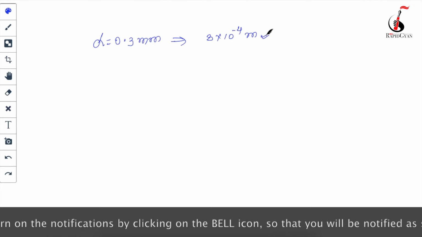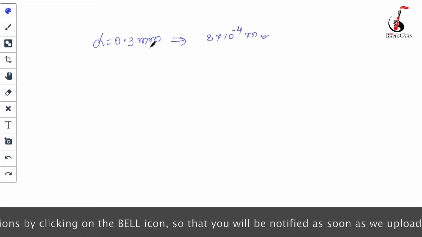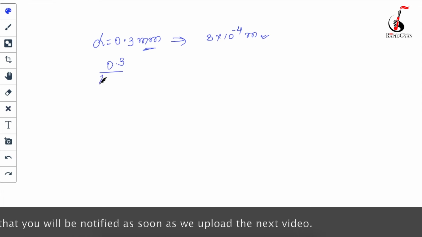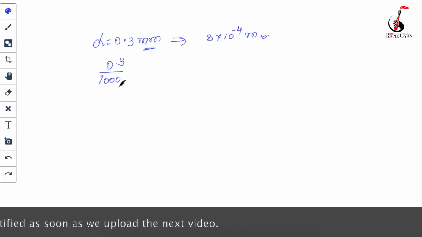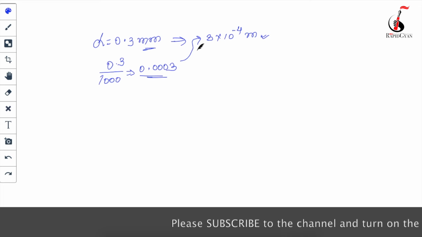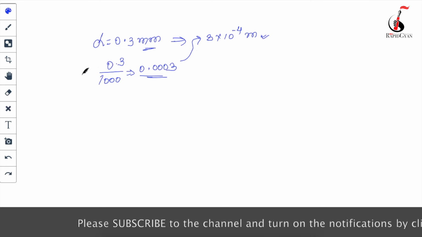How, beta? Because in order to convert a number from millimeter to meter, we have to divide that number by 1000, correct? So if I divide this number by 1000, I will get 0.0003, which I can write in this form, 3 into 10 to the power minus 4 meter. Got it, guys? So that's your diameter.